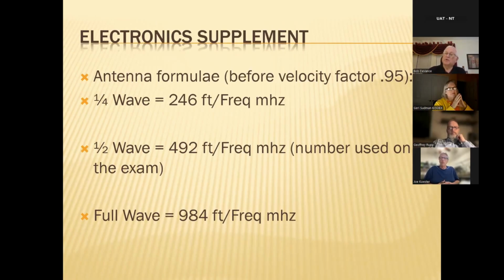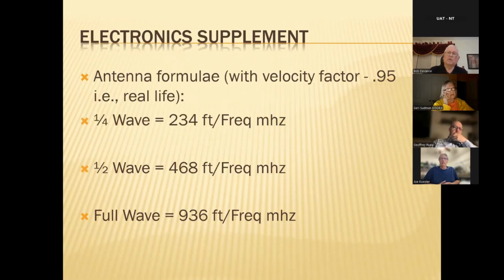The 492 is what's used on the test. They don't deal with the 0.95 velocity factor. But in real life, and by the way, the other numbers that are on the screen, the half wave, the 492, half of 492 is 246. 2 times 492 is 984. So that's where all those come from.